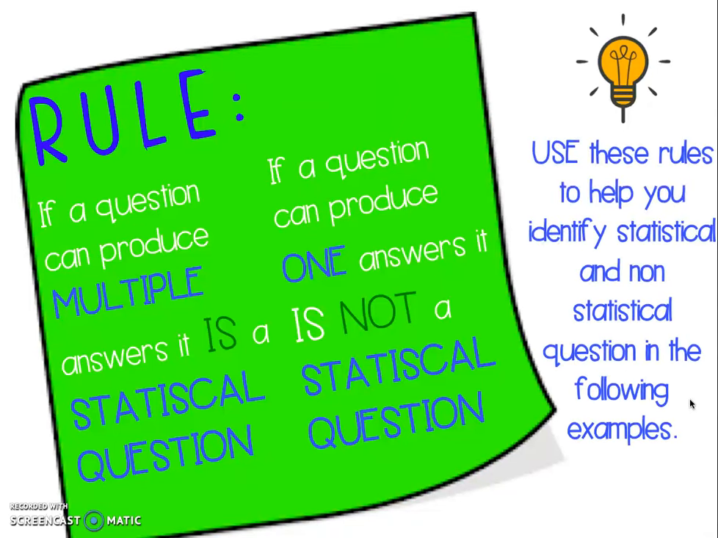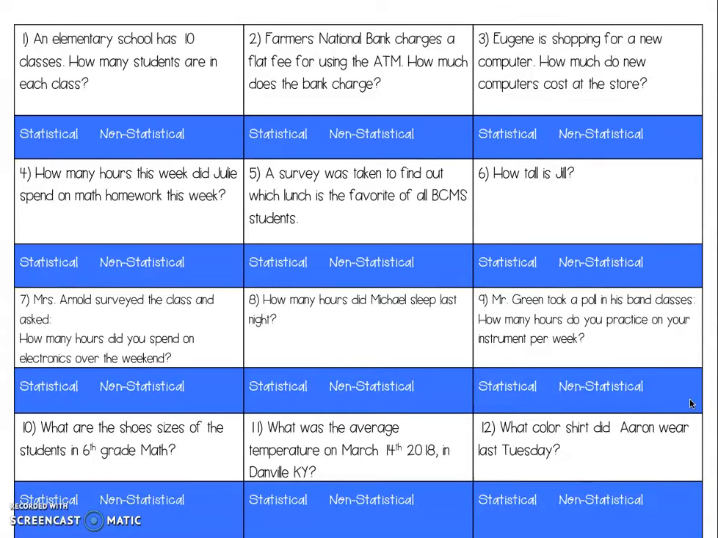So use these rules to help you identify statistical and non-statistical questions in the following examples. On your paper, for your practice examples, you have 12 questions. I'm going to help you with 1, 2, and 3. It says, read each question below and identify whether the question is statistical or non-statistical. Circle which one. We're going to start with number 1: an elementary school has 10 classes. How many students are in each class? And they want to know, is this a statistical question or not statistical?